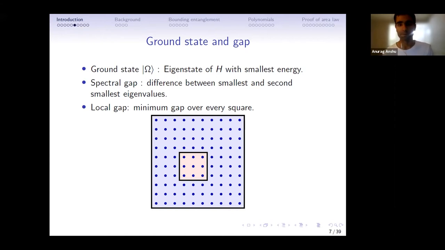I'm sure many of you might have seen the notion of spectral gap, so I won't go much deeper into that. One more notion that we'll use is that of local gap, which is the spectral gap of the Hamiltonian when we're looking only at every possible square. So you look at all possible squares on this particular lattice and look at the Hamiltonian on that square region. I'm assuming you can see the cursor over here. If you look at the Hamiltonian defined on this square region, it has a gap, and the minimum over all possible squares is the local gap. So the local gap could be smaller than the spectral gap, but it's not known whether they'll be too far away from each other.